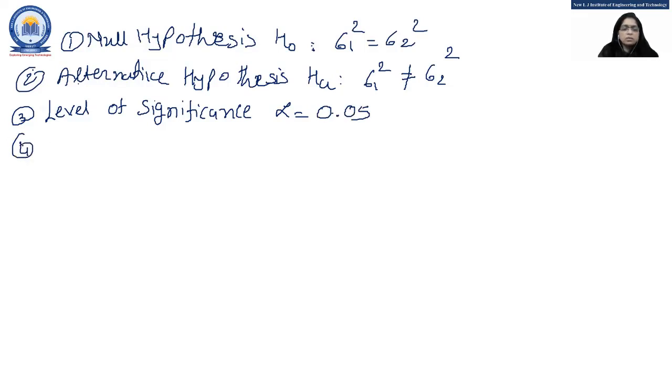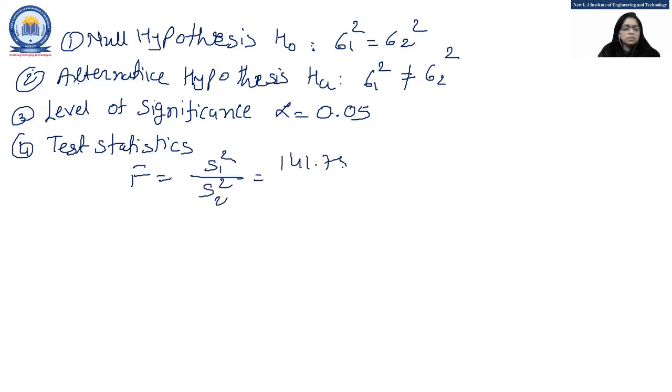Fourth one, that is the test statistic F. Here, S1 square upon S2 square. So 141.75 upon 64.33, and my answer is 2.203.